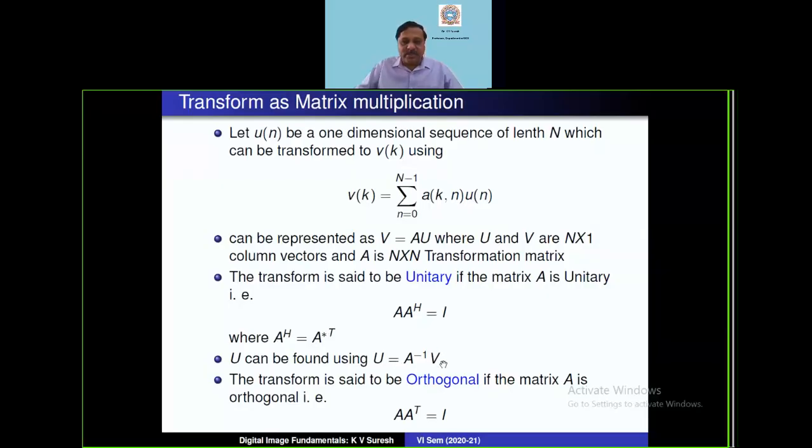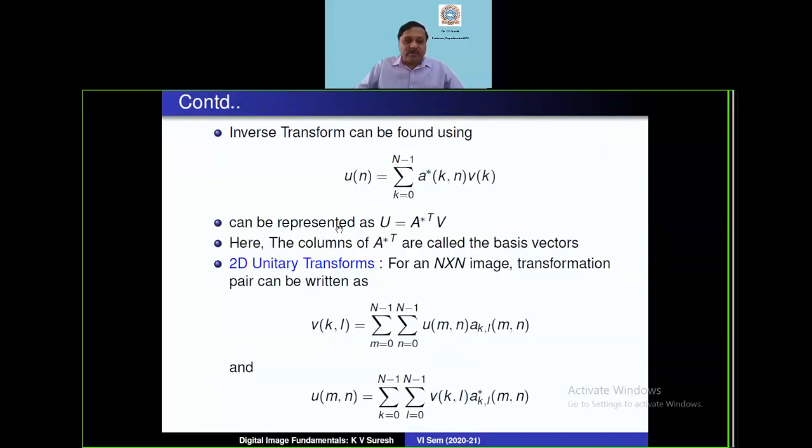Suppose the matrix is real, then the transform is said to be orthogonal if the matrix satisfies the condition A into A transpose is identity. This is for real transforms. We will take examples of each one of them in the next few minutes. So this is about one dimension, how we can represent the forward transform and inverse transform.